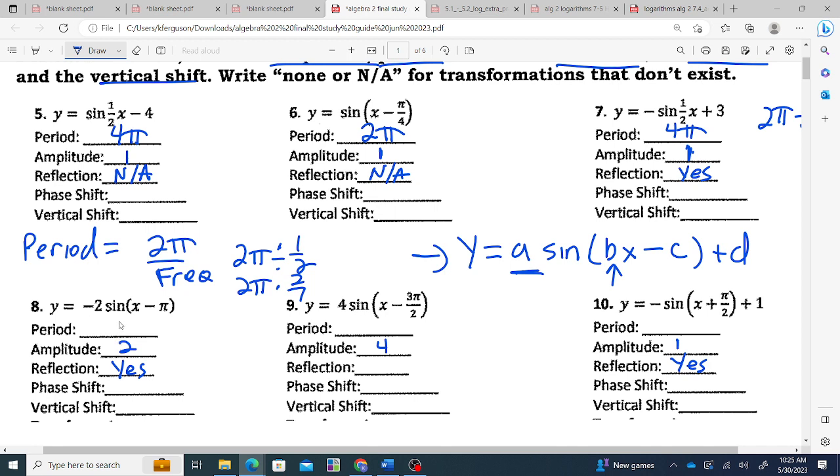Okay. So then, what's the period for number 8? It's not -2. What's the period for number 8? It says 2 pi. All right. What about the period for number 9? It's just 2 pi. And then what about the period for number 10? 2 pi.